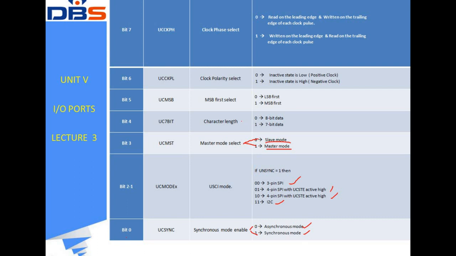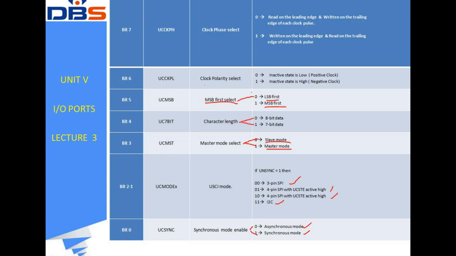Bit 4, it is the 7-bit character length. We are checking for the character length. If it is 0, we are transmitting 8 data bits, and if it is 1, we are transmitting 7 data bits. So bit 5, UCMSB, the MSB first bit. Whenever this bit is 0, we are transmitting LSB first, and whenever this bit is 1, we are transmitting the MSB first.